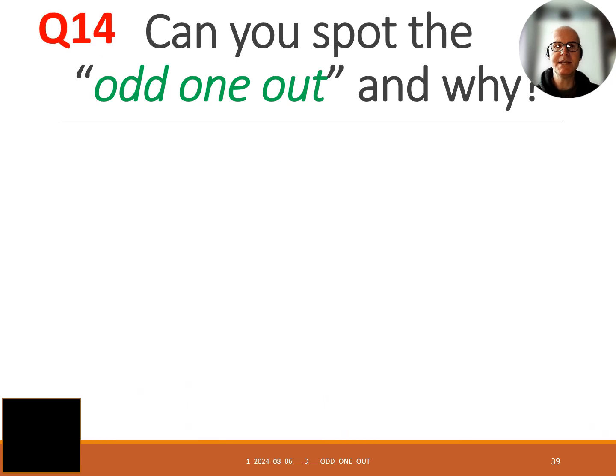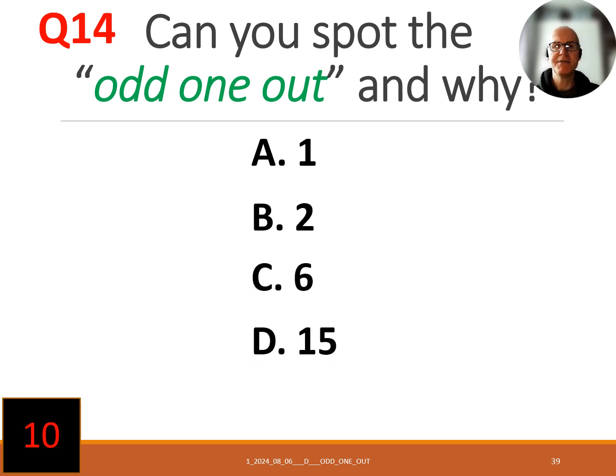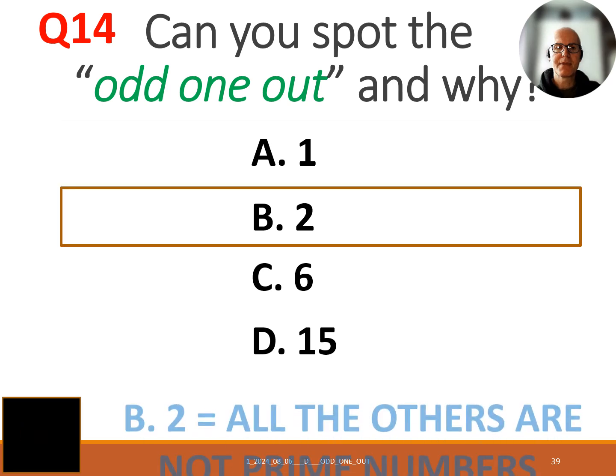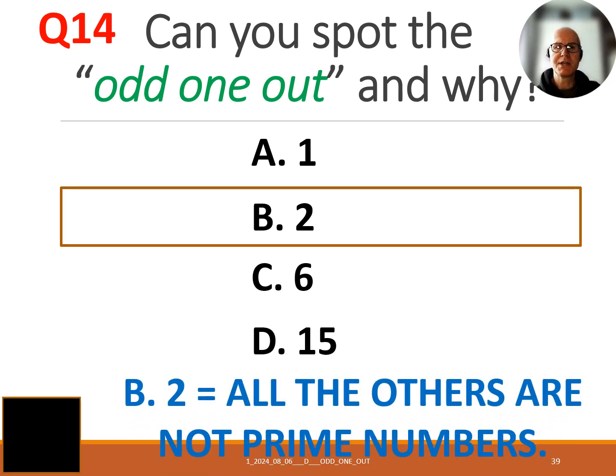Question 14. 1, 2, 6 and 15. What was the odd one out from these four numbers and why? It was 2, because 2 is a prime number. 1, 6 and 15 are not prime.